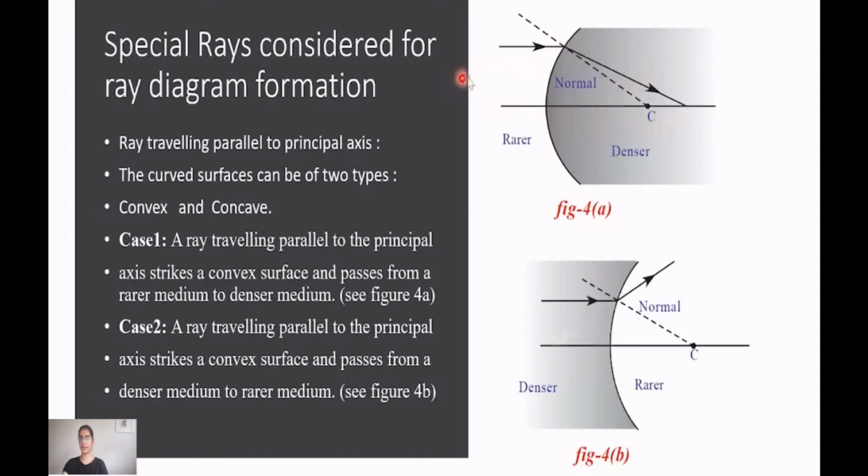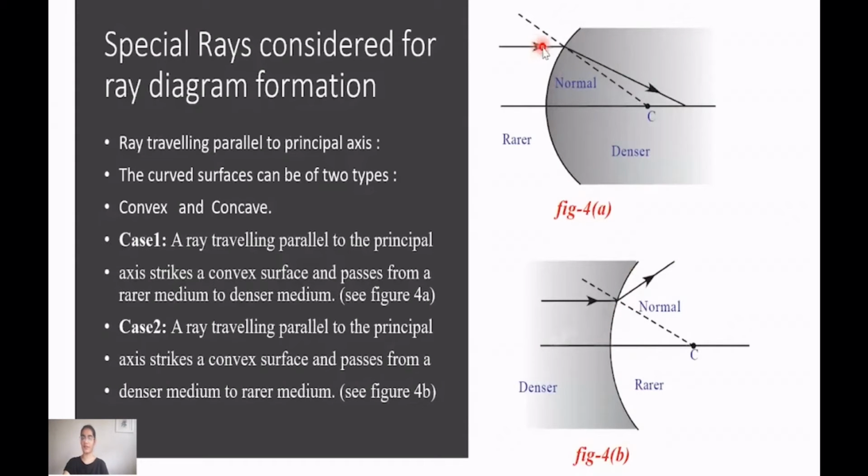So this is a light ray that is coming from a certain direction, and it is parallel to your principal axis. You have two types of curved surfaces, as I told you, convex and concave. Right now these two particular diagrams are showing you convex surface interactions. So let us first see convex surface interactions from rarer to denser medium and from denser to rarer medium. Both of these surfaces, if you see, are convex. Both times your incident ray is incident on a convex surface. Let's see what happens.